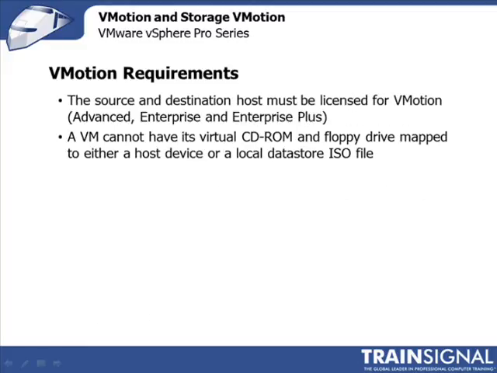Here are a few more vMotion requirements. The source and destination host must both be licensed for the vMotion feature, which is only available in the Advanced, Enterprise, and Enterprise Plus editions of vSphere. A virtual machine cannot have its virtual CD-ROM and floppy drive mapped to either a host device or a local datastore ISO file. This one is a common gotcha, and you should always remember to unmap a VM CD-ROM drive after you are done using it.